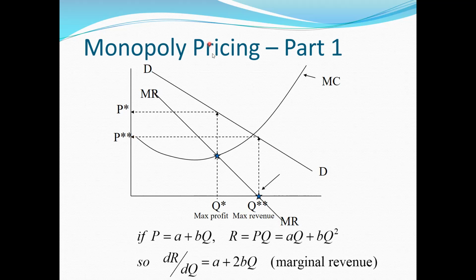Just want to emphasize here that this point is different than this point. They look kind of close, but it's not a mistake that those two are different points. The Q double prime point is the lower point, and that's where you maximize revenue. This is a different point that we'll talk about later, where the marginal cost curve meets the demand curve. So we'll talk about that somewhat later.